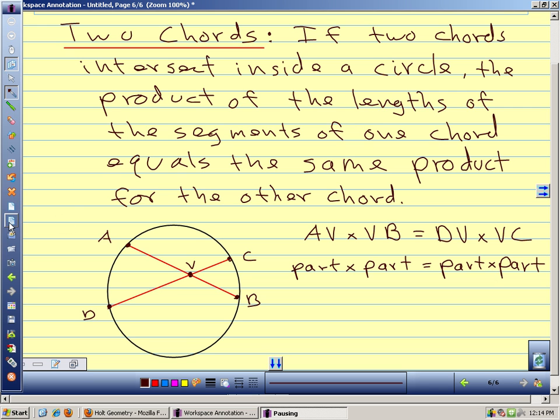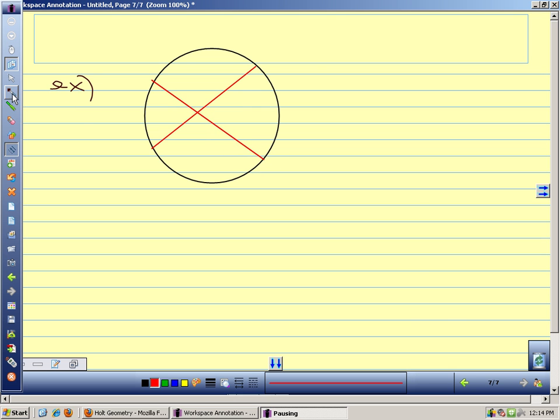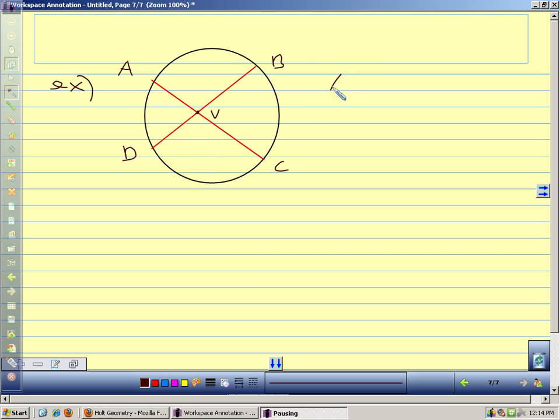All right, here's our circle, and our two chords. And this is point A, point B, point C, point D. And let's call this middle part V. And we know AV is 3, VC equals 7, DV is 5, and we want to find VB.